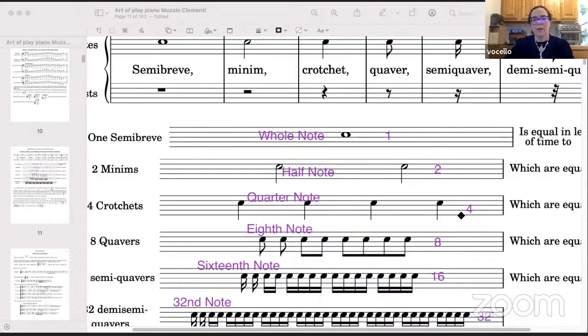Okay, so now if I would like to, let's add here a different time signature. Let's put 3/4, which means it's 3 quarter notes per measure.